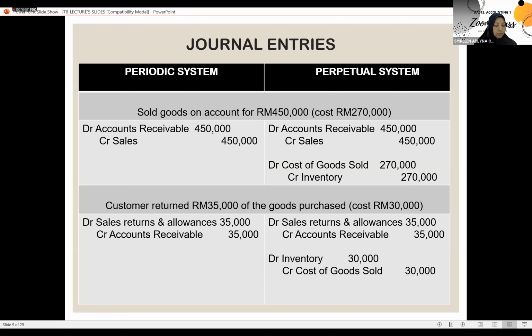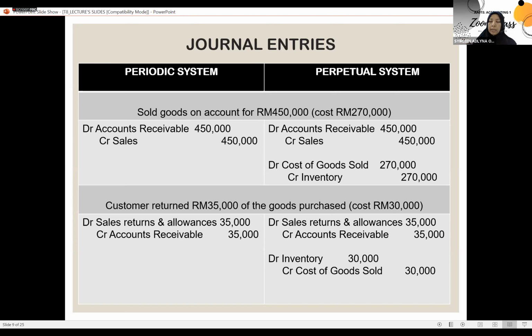So you have 2 types of system. Kena faham betul-betul. Kalau orang tanya what types of inventory that you know, types of inventory ada 3: raw materials inventory, work in process inventory, and finished goods inventory. Kalau soalan tanya how many inventory system that we use in our inventory records.